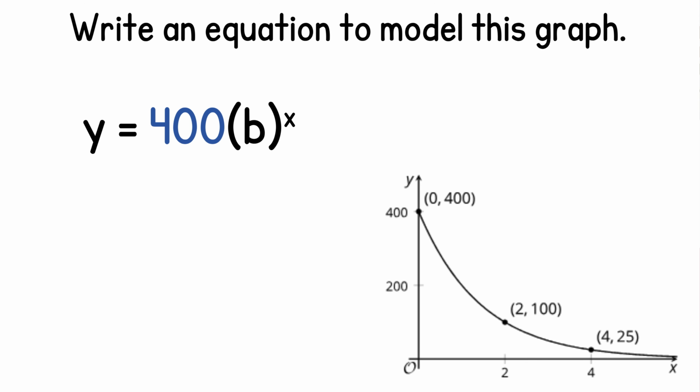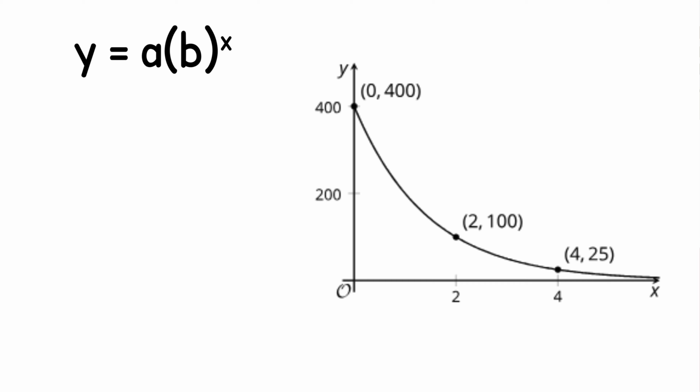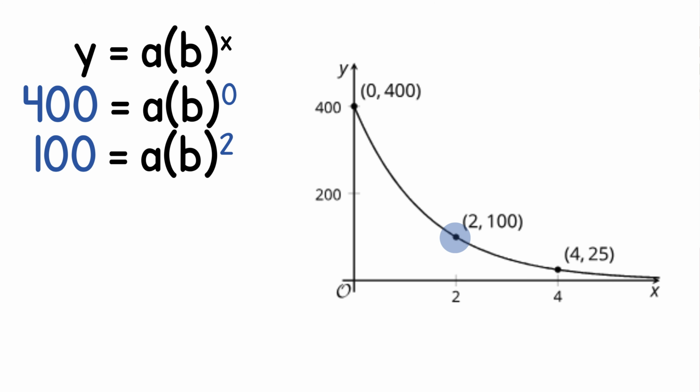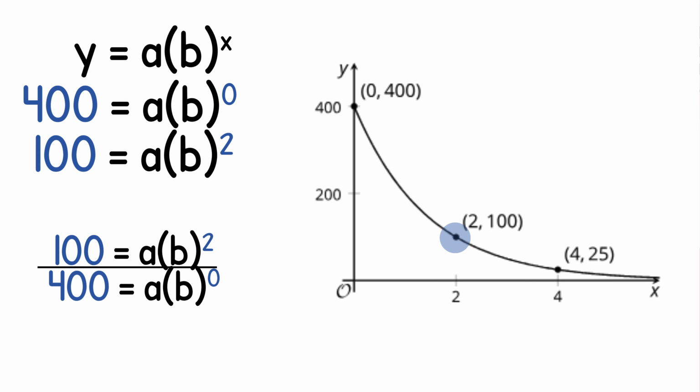Now let's find b. We'll zoom in so we can see all of the steps. We see that our initial value happened at 0, 400. So we'll rewrite our function and y will become 400 and x will be 0. The next point we see on the graph is 2, 100. So we'll write this function and replace y with 100 and x with 2. Now we're going to divide the second value by the first value to try to find b. 100 divided by 400 will give us 0.25.